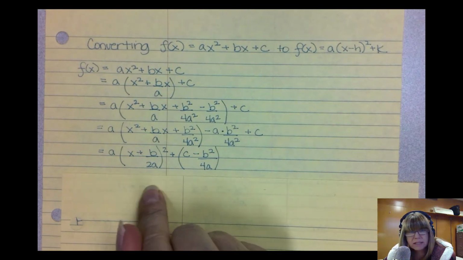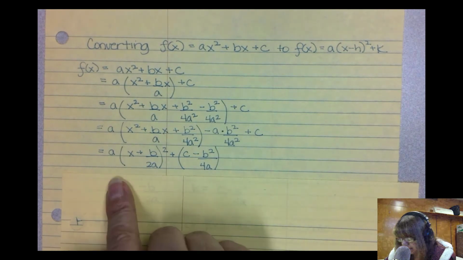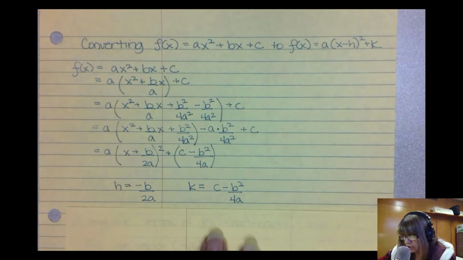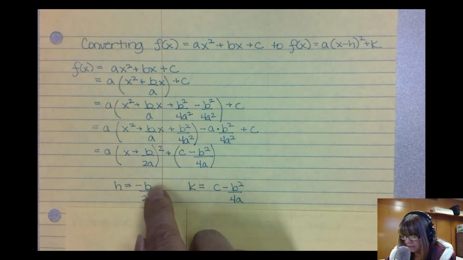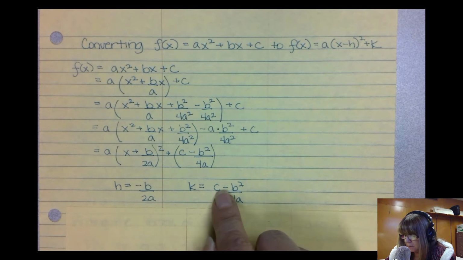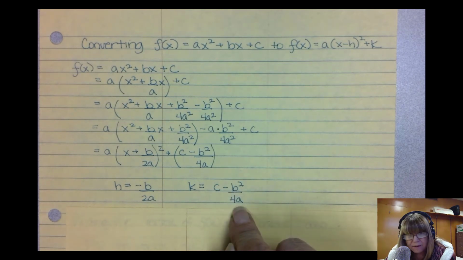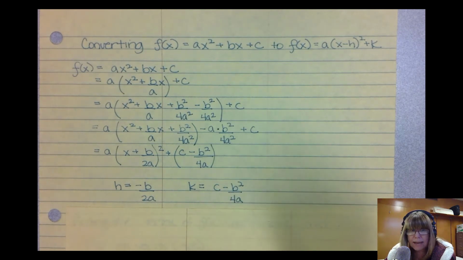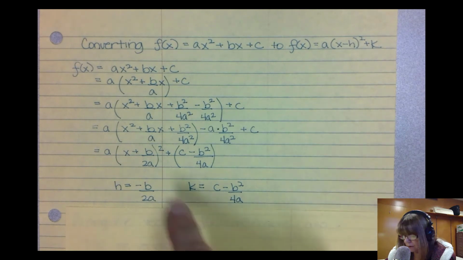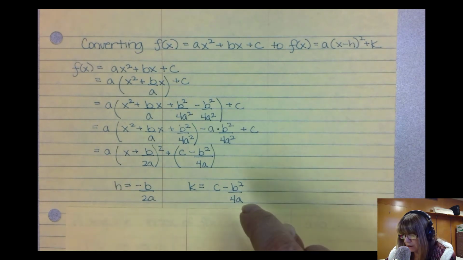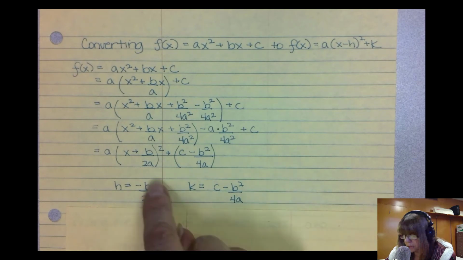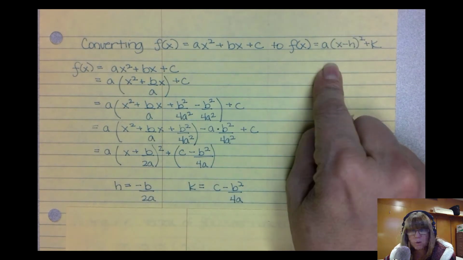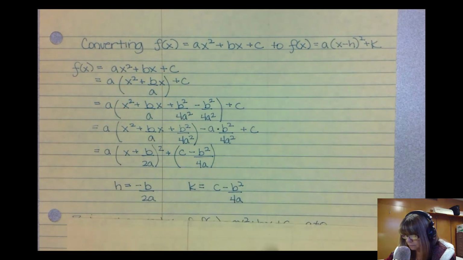Now look at what this is going for now. This tells us to find h, that's going to be negative b over 2a. K is c minus b squared over 4a. So given values for a, b, c, I can figure out h very quickly, and I can figure out k very quickly. Just plug them in, and you can get it into this format fairly quickly.